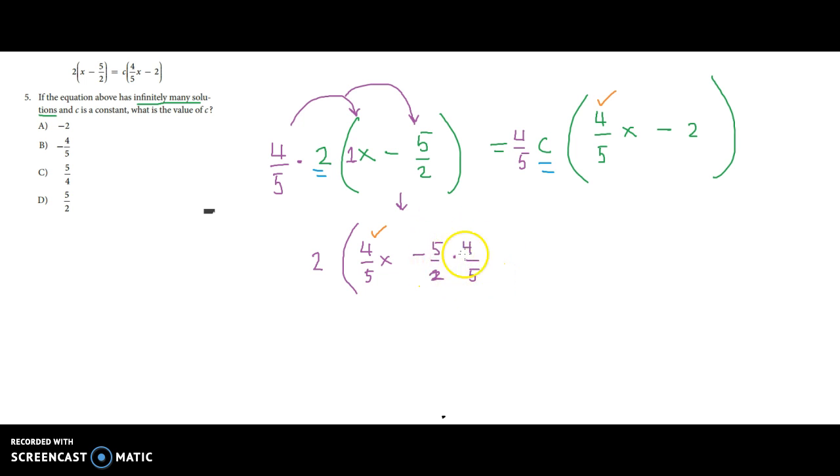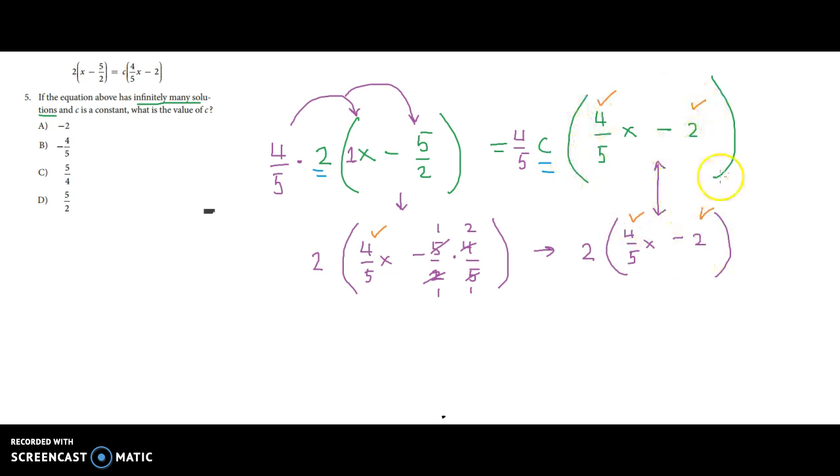Well, looks like we can cancel off the 5s, so that these cancel off, leaving us just with -1 on the top here. And it looks like I can do some reduction here with the 2 and the 4. Cancel that off. This becomes 1, and this becomes 2. So it looks like this whole thing becomes 2 times 4/5 x minus 2. Right? Does everybody see that? Which is exactly the same as the parenthesis here. All these terms are the same.